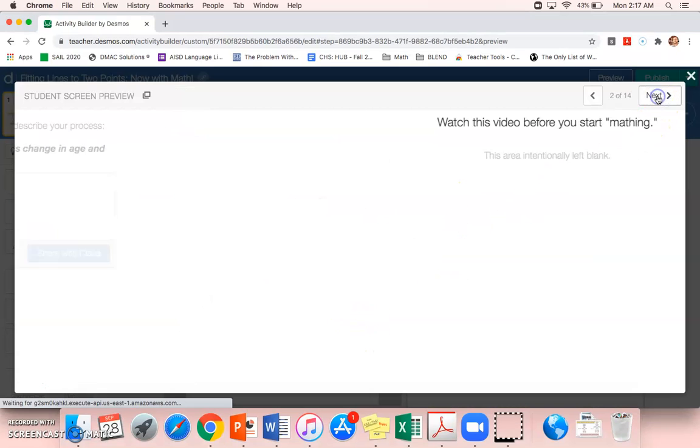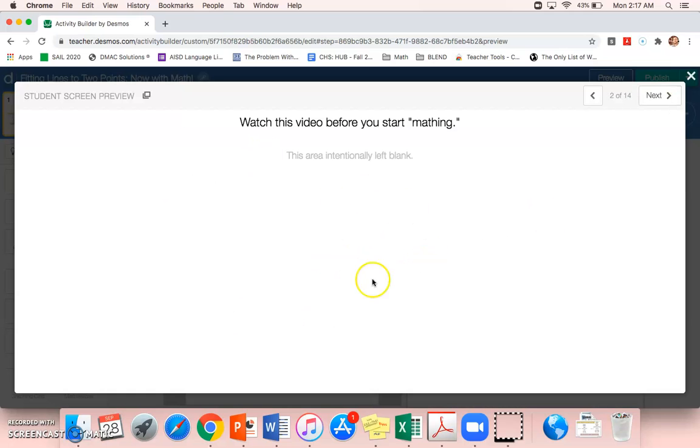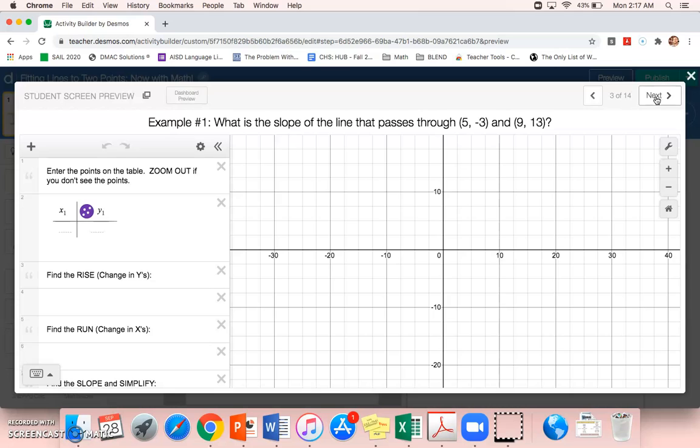Keep that idea in mind because you'll see a video here. That's what you're watching now. We're going to look at these two examples. So we're going to do this together.